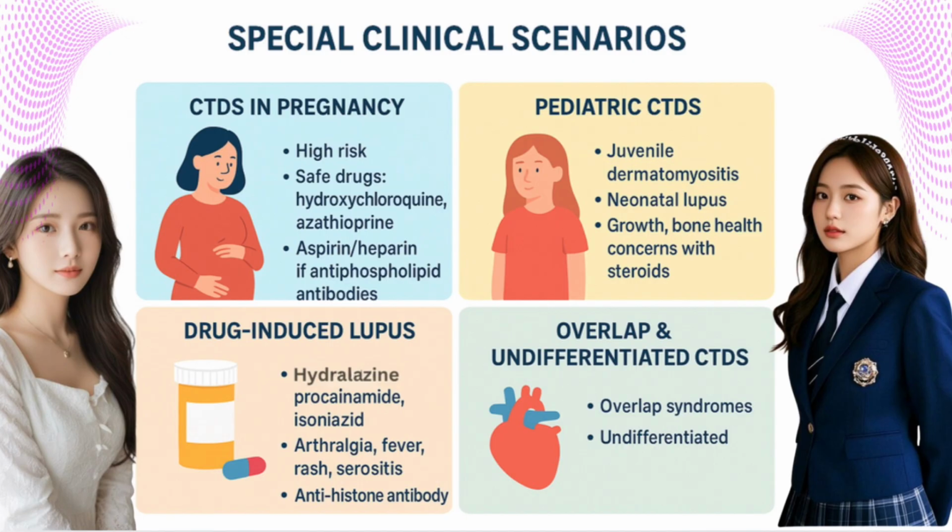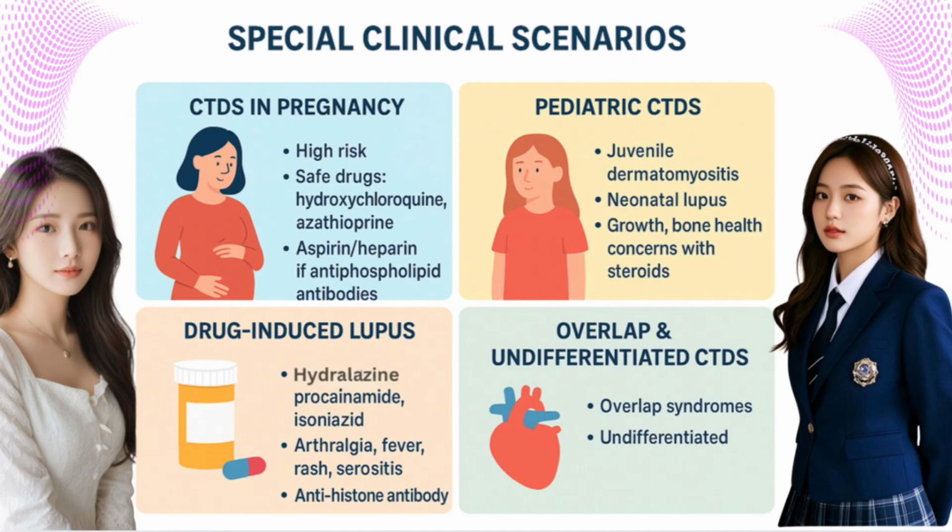3. Drug-induced lupus. Some medications can trigger a lupus-like syndrome. Common culprits: hydralazine, procainamide, isoniazid, minocycline, anti-TNF drugs. Key features: symptoms: arthralgia, fever, rash, serositis. Usually milder than idiopathic lupus. Renal and CNS involvement are rare. Antibody clue: antihistone antibodies are positive in most cases. Why does this matter? Because stopping the offending drug usually leads to remission, unlike idiopathic lupus, which needs lifelong treatment.